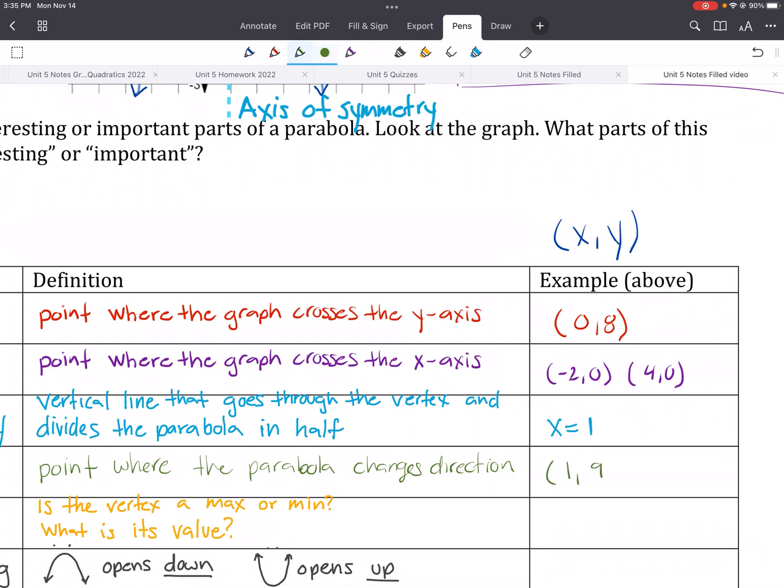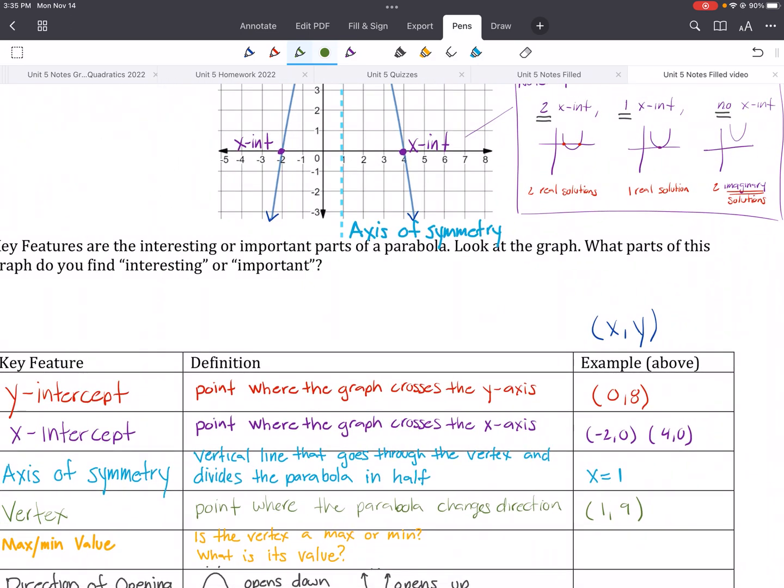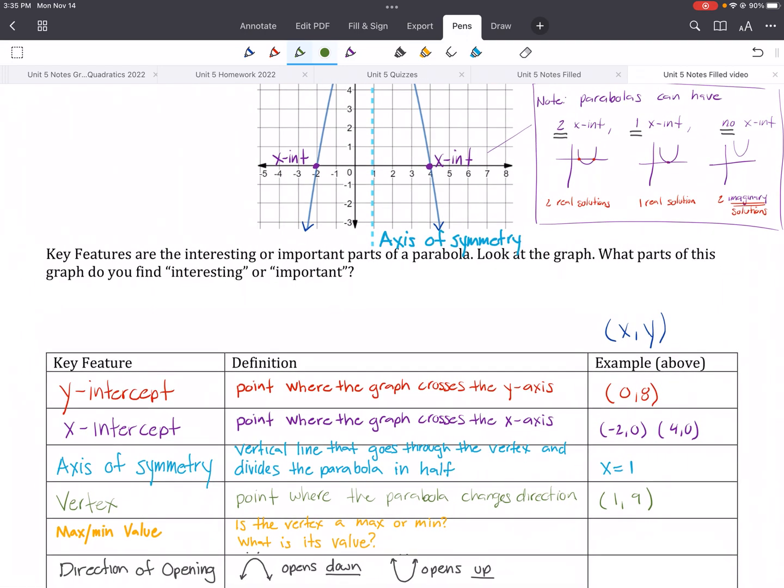Yes, it's probably the most important key feature. We're going to be spending a lot of time on identifying that, finding it from an equation. Okay. Next is the max/min value.